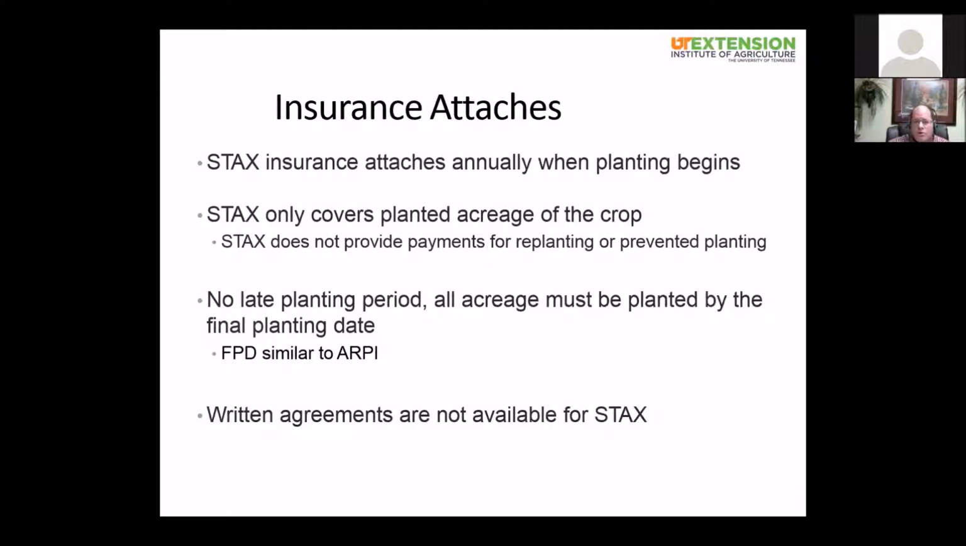The insurance does attach when planting begins. It only covers the planted acreage of the crop, does not provide any payments for replant or prevented planting. There's no late planting period for this. All acres must be planted by the final planting date. And as far as insurance, no written agreements are available.